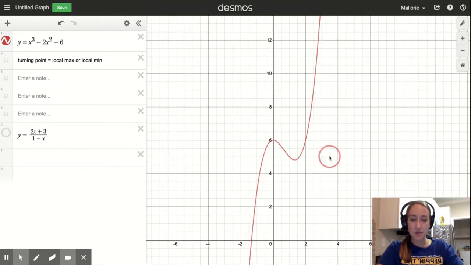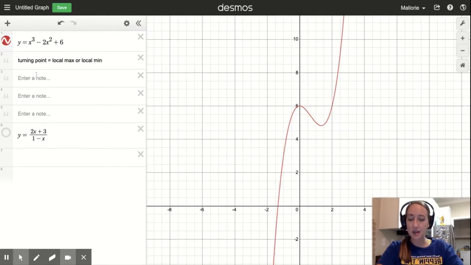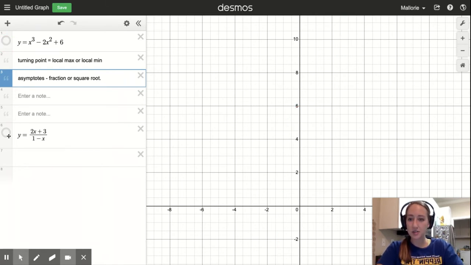The next thing we would want to look for is asymptotes, and a basic rule for asymptotes, we're not going to see them when we have a polynomial. We're only going to see them when we have a fraction, meaning that x is in the denominator, or a square root. So no asymptote for this one. So let's look at the next graph.